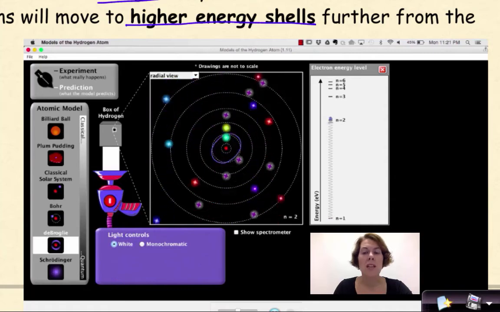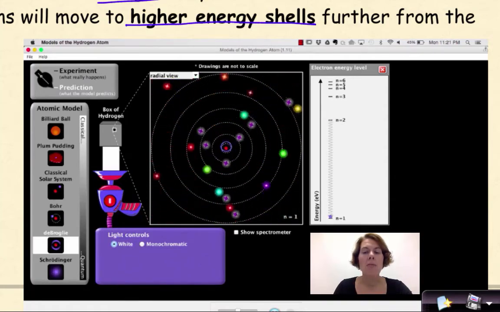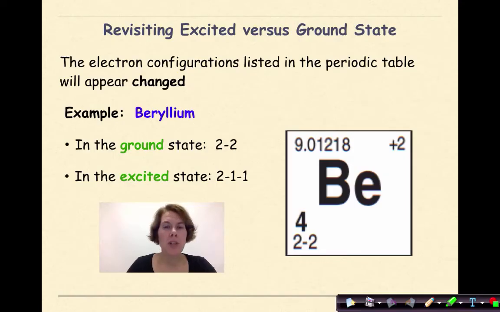We can also see it in the electron energy level as electrons go from the ground state up to the excited state and back down again. The electron configurations listed on the periodic table will appear changed. So for example, beryllium. In the ground state, beryllium is 2-2. 2 electrons in the first shell, 2 electrons in the second shell. In the excited state, we see an electron configuration of 2-1-1.